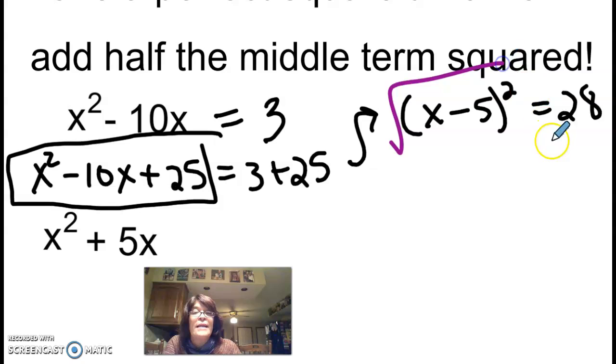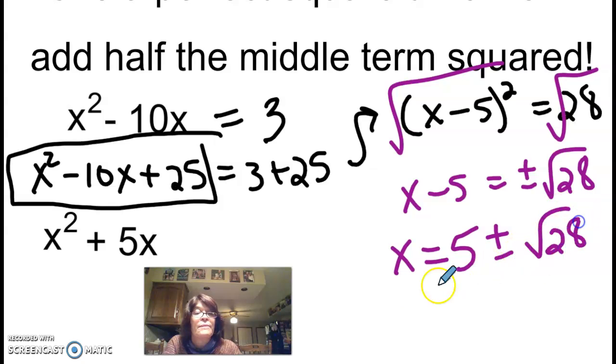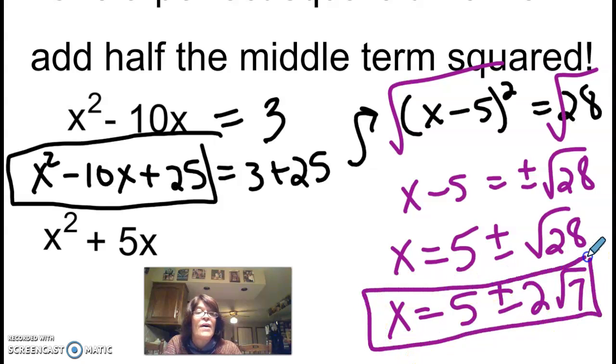Now I can take the square root of both sides and say that x minus 5 equals plus or minus the square root of 28. So x equals 5 plus or minus the square root of 28, which means, let's see, 28 is 4 times 7. The square root of 4 is 2. So we have x equals 5 plus or minus 2 square roots of 7.